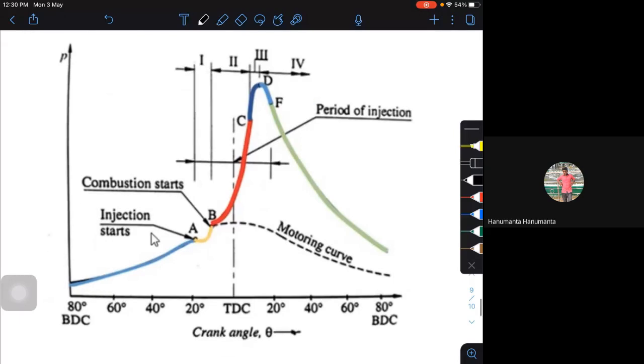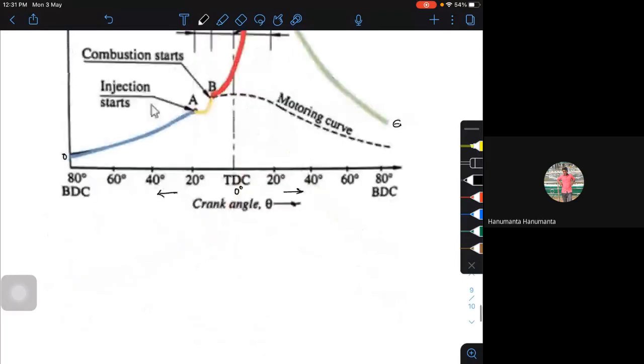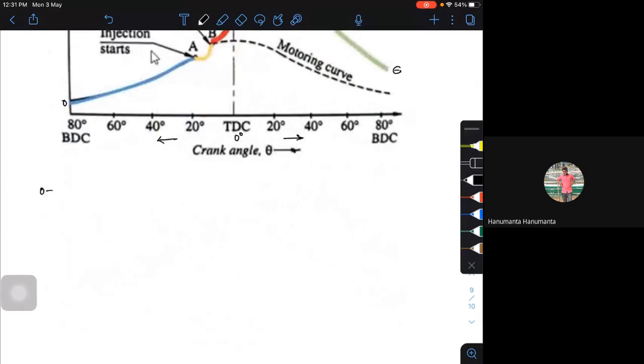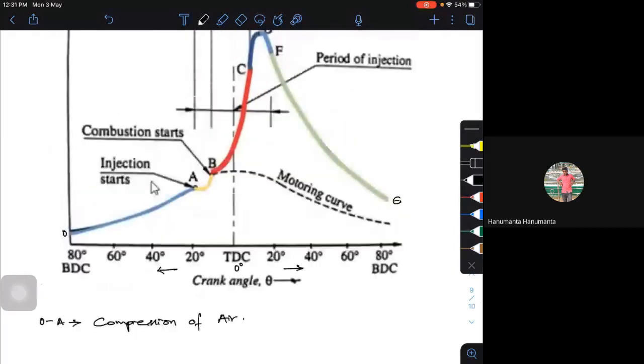Now, I have put this P theta diagram and TDC. This is exactly 0 degrees. To the left hand side, I am showing 80 degrees, and to the right hand side, another 80 degrees. This is just sufficient to explain the combustion process. If I call this point O, then O to A is the compression process. It is only air. I am compressing the air from O to A.